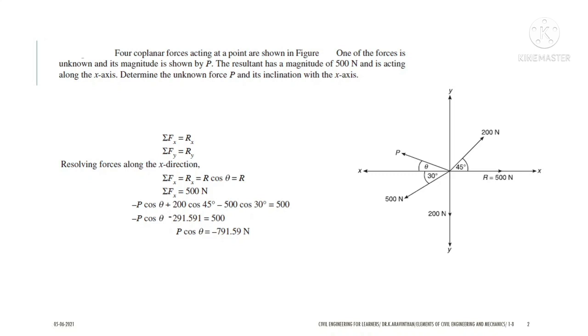And this equals R cos 0, so it is 500. Why? Because it is purely acting along the horizontal axis. We can equate it to this force. Now, if you add these two forces, you will get minus 291.59 as the answer. And you can take the minus P cos theta outside and 500 to the left hand side. Now you will get minus 791.59 Newton. So this is an equation which we arrived at.